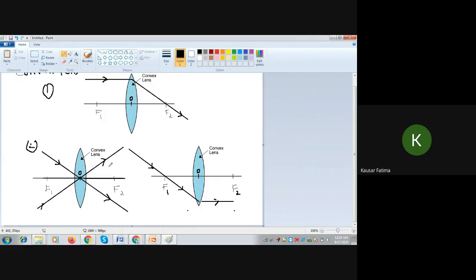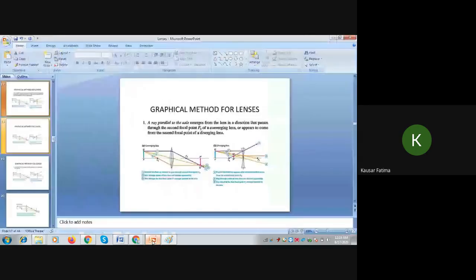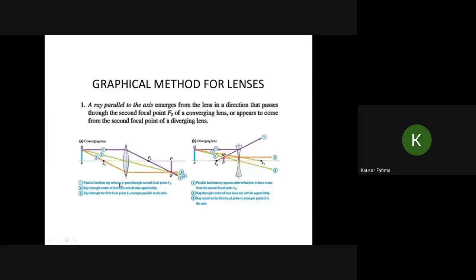So we need to choose any two rays to locate the image formed by any object. Let us come back to this. Here this is an object placed at a point, and its image is formed on the other side, and all three rays are drawn. It's not necessary to draw all three rays. Any two rays will be sufficient to locate the image. The point where the two rays intersect each other will be the position where the image is formed.